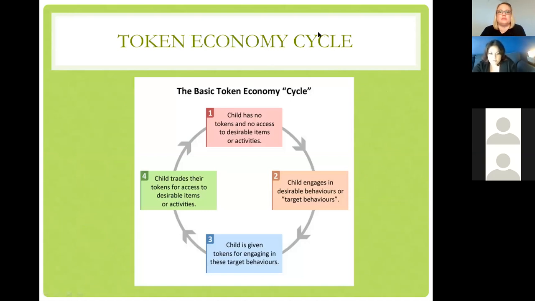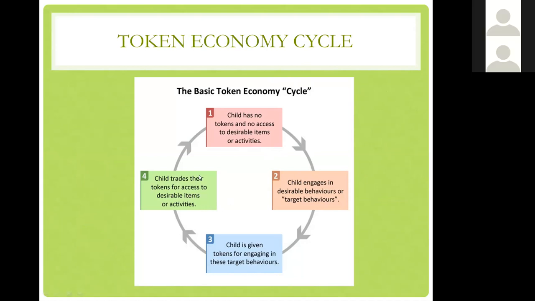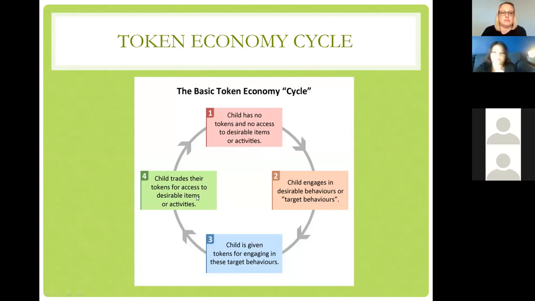So this is pretty much how a token economy works. One, the child has no tokens or access to desirable items. Two, the child engages in a desirable behavior or target behaviors, so something we want them to do. Three, the child is given a token for engaging in these target behaviors. And finally, the child trades their tokens for access to desirable items or activities.